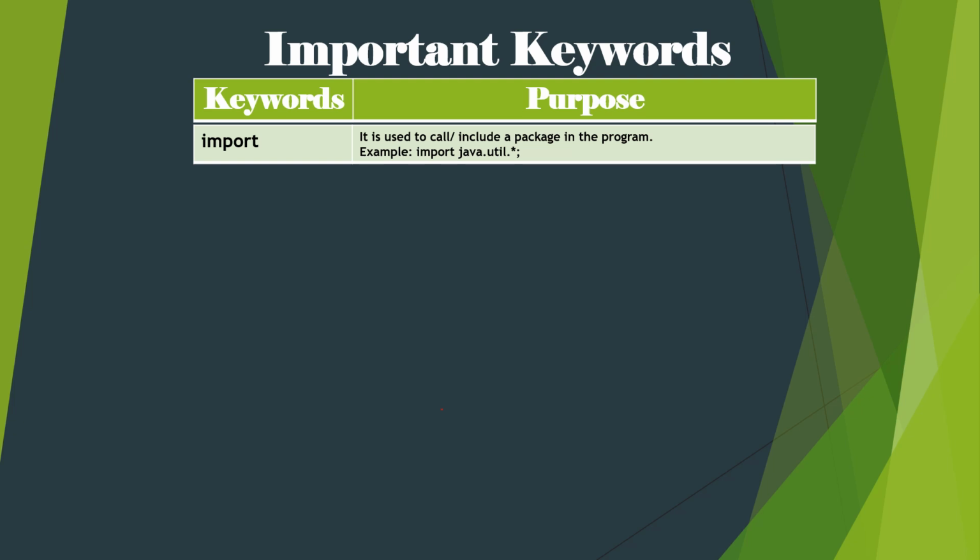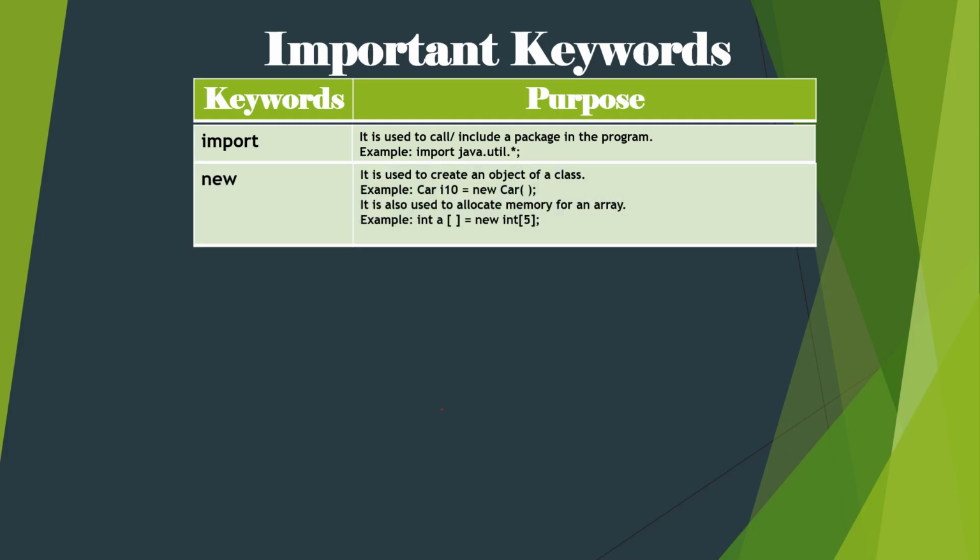Import. It is used to include a package in the program. For example, import java.util; semicolon. So whenever you want to include any package in the program, at that time you have to use the import keyword. New. It is used to create an object of a class.